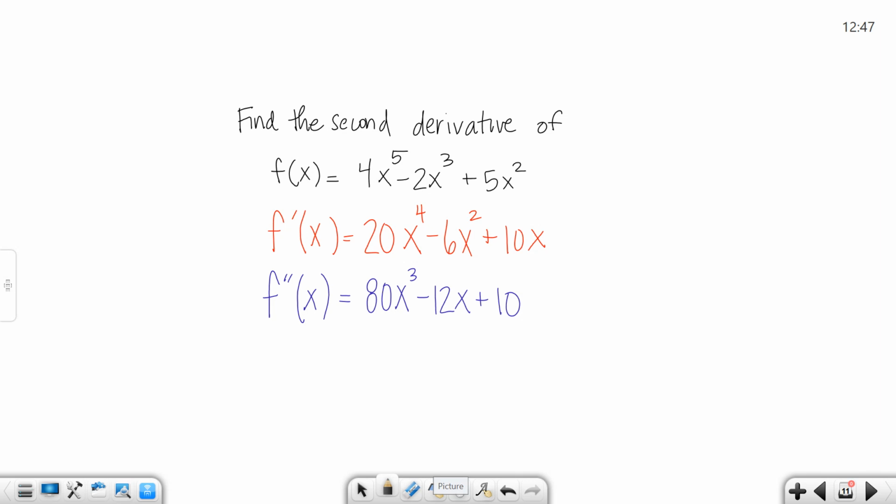Okay, if I ask you to take the second derivative, that just means you take the derivative 2 times. So for this first one, I'm finding the first derivative, so I bring the 5 down, so that gives me a 20x to the fourth minus a 6x squared plus 10x. So that's the first derivative in red.